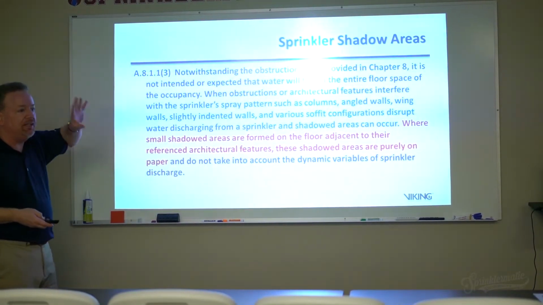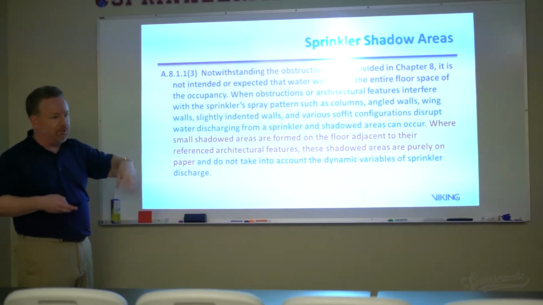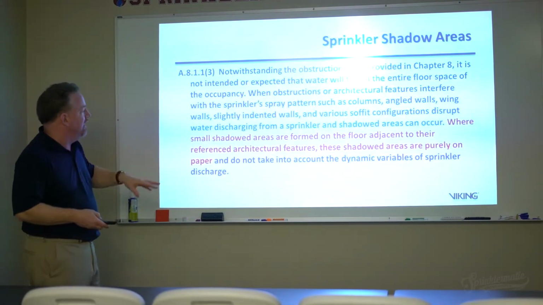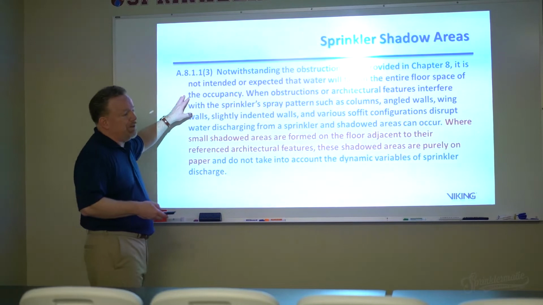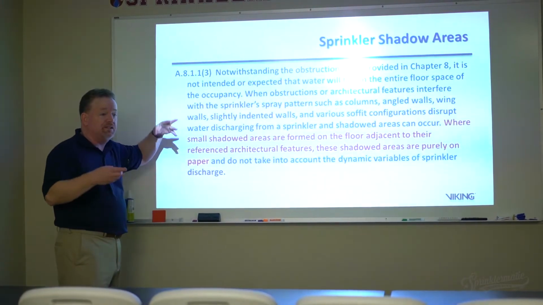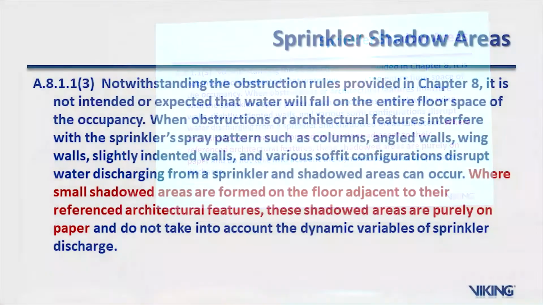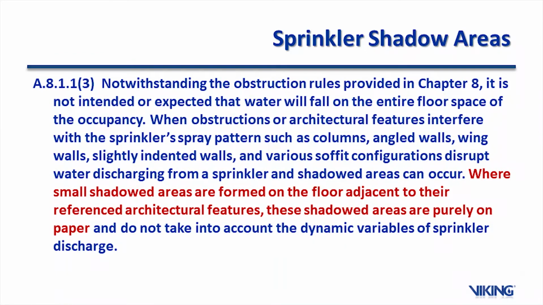Because the technical committee couldn't come to an agreement as to how to handle this, it became really apparent that something needed to be said, because enforcers were starting to look around and say, I think we need to put a sprinkler on that side of the post or on that side of the pole. And it clearly states that where small shadowed areas are formed on the floor adjacent to architectural features, these shadow areas are purely on paper.